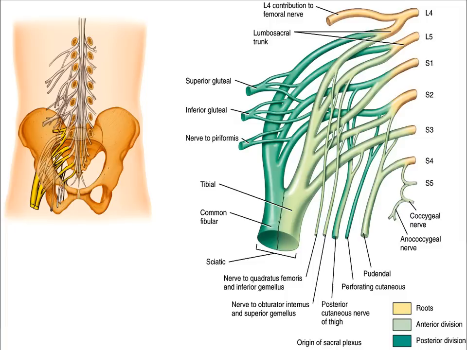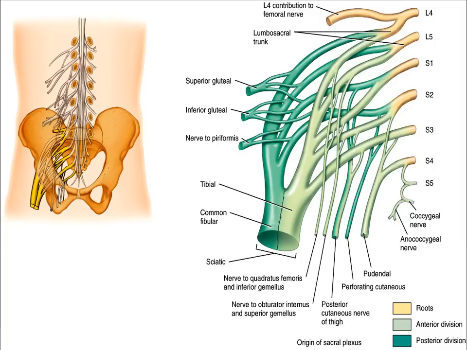Then we have the sacral plexus. And the sacral plexus is formed from the nerve roots of L4, L5, S1, S2, S3, and S4. And it's the upper nerve roots from L4, L5, S1, S2, and S3 that give us the sciatic nerve. And it's the lower nerve root from S2, S3, and S4 that combine to give us the pudendal nerve.